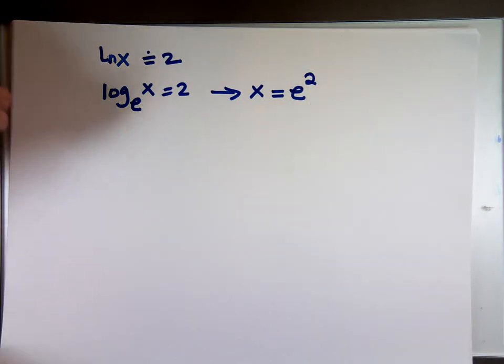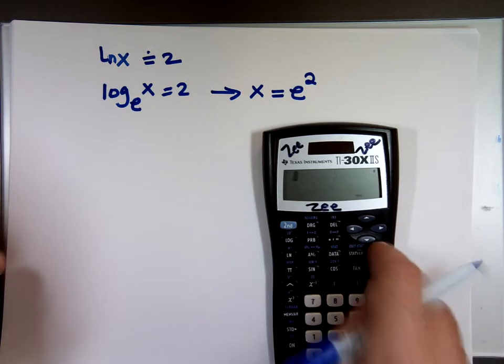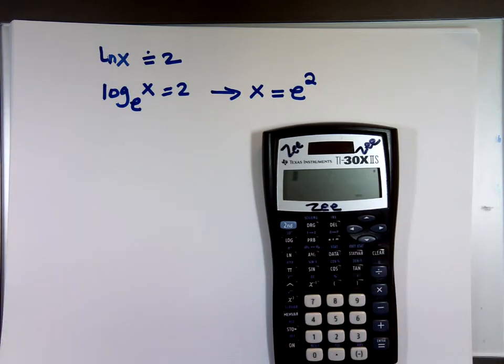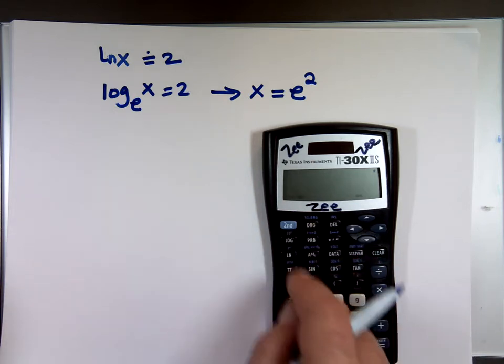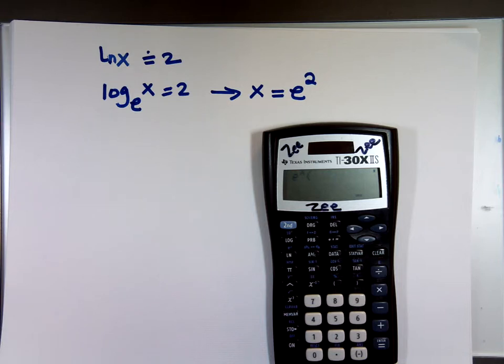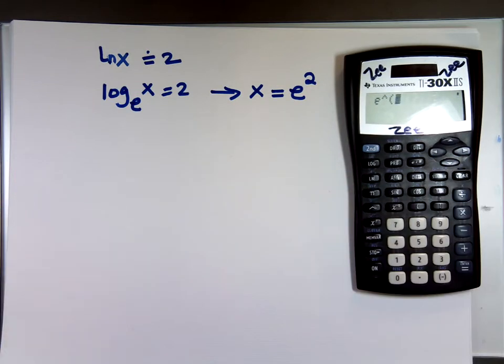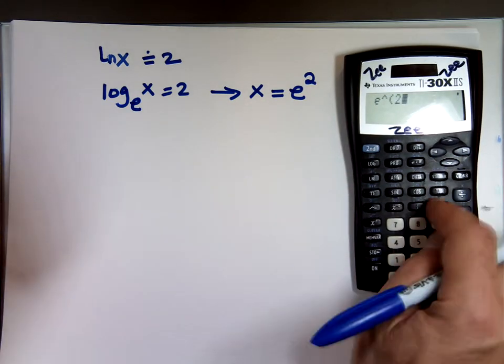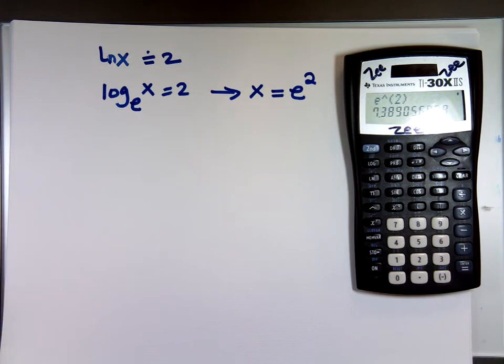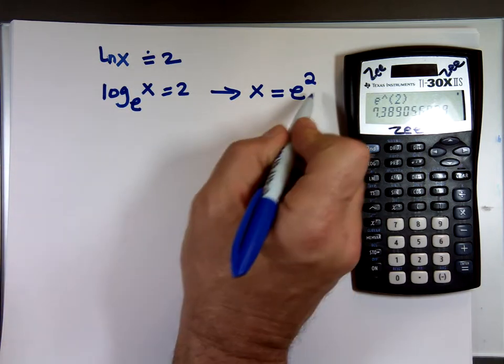So again, if you go to your calculator, look over the natural log. What do you see right directly over the natural log? e to the power. So it does that automatically, does e to the power for you. So let's type in a 2. What's e to the power of 2? 7.39, right?